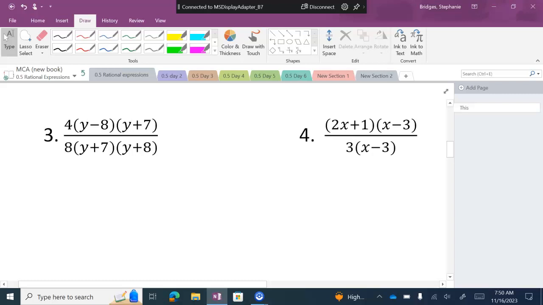I have 4 times what? Y minus 8 and times y plus 7. So there's 3 factors at the top: the 4, the y minus 8, and the y plus 7. Those are things that are being multiplied. And in the bottom, I have 8 and then y plus 7 and y plus 8.